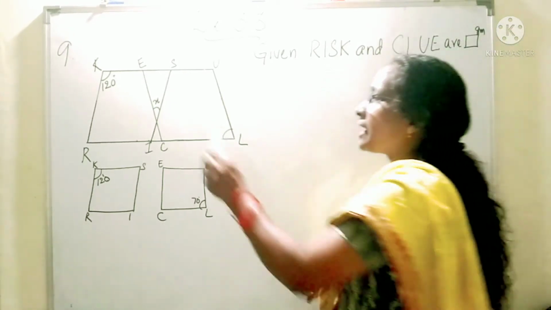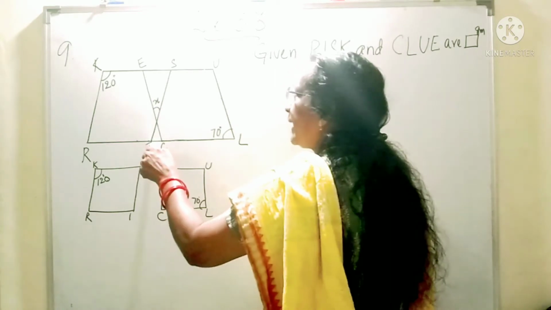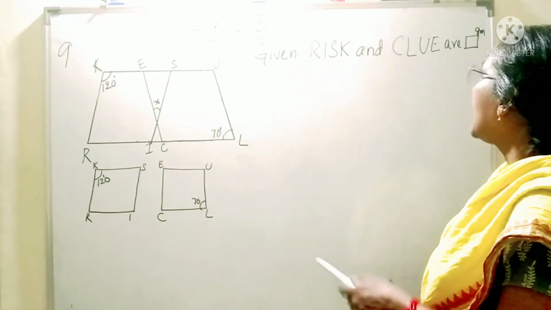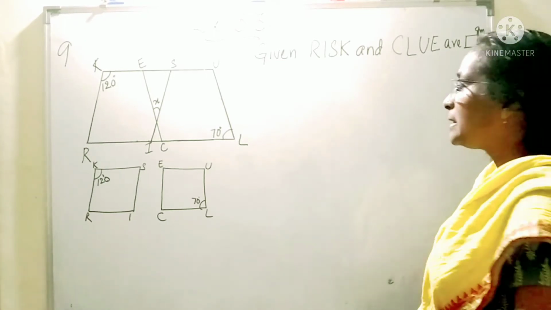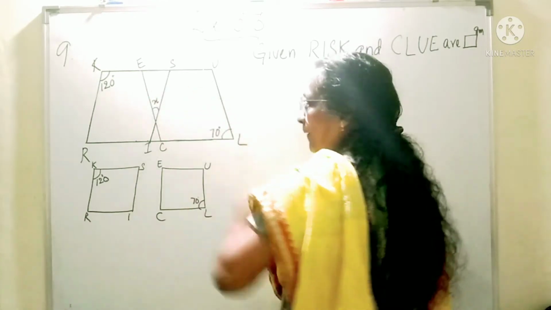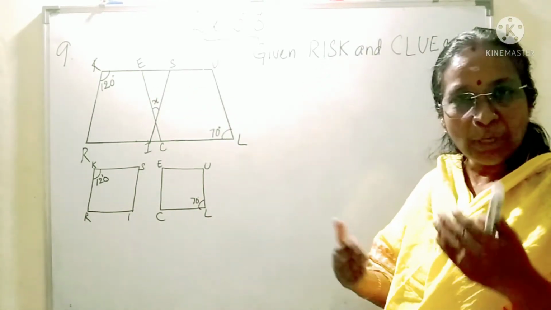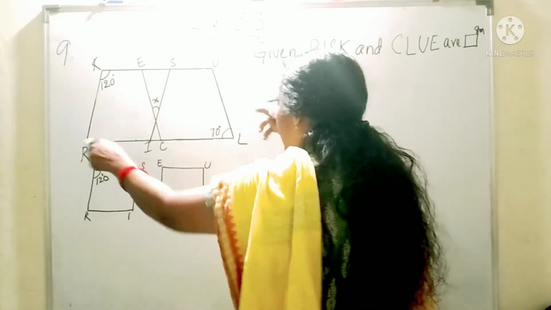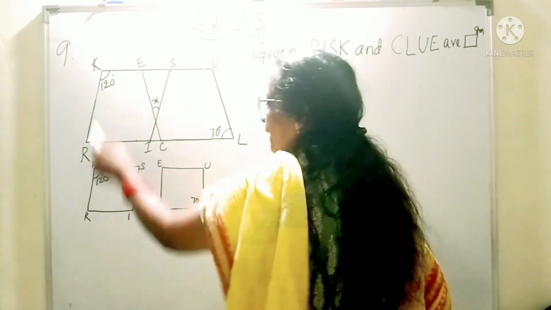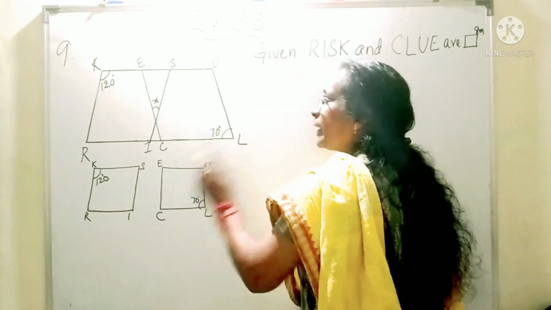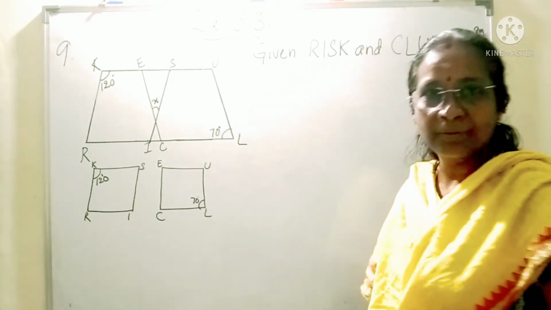RISK is one parallelogram and the other parallelogram is CLUE. For you to understand it better, I have drawn it down again. See, RISK and CLUE separated and drawn here.